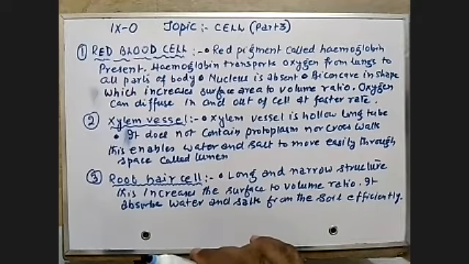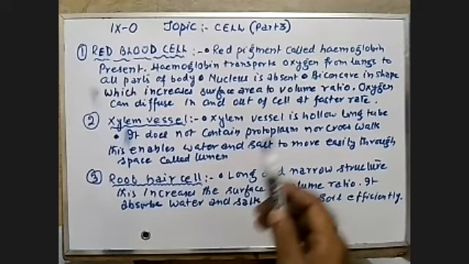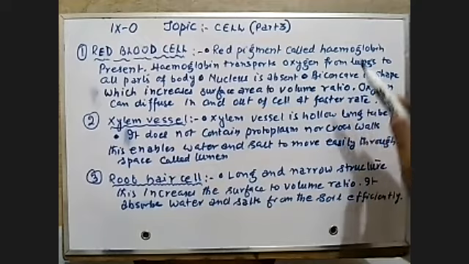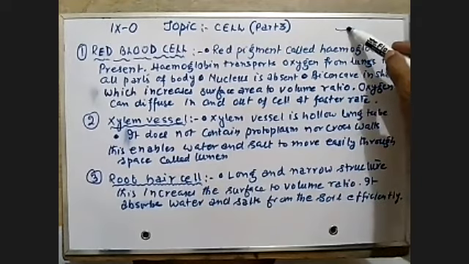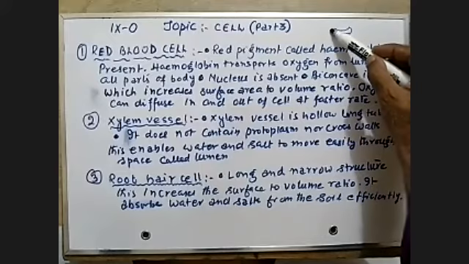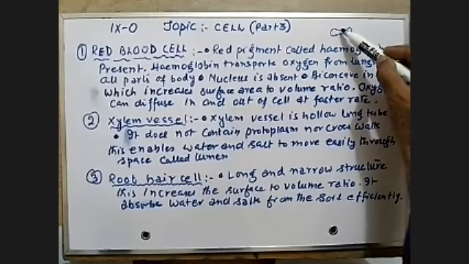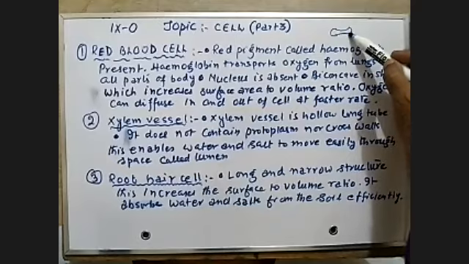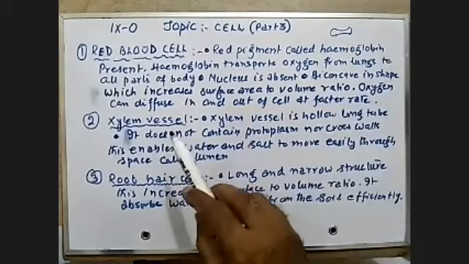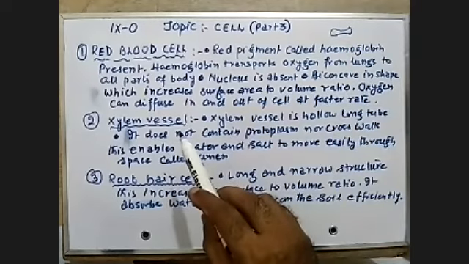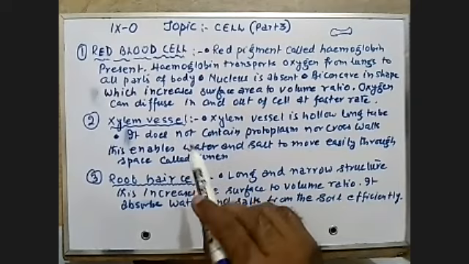Next, they are biconcave in structure. Now, what is the meaning of biconcave? Biconcave in shape means they are thin in the center and thick at the edges. So this is the structure, thin in the center, thick at the edges. This is called biconcave. As a result of this biconcave structure, what happens?